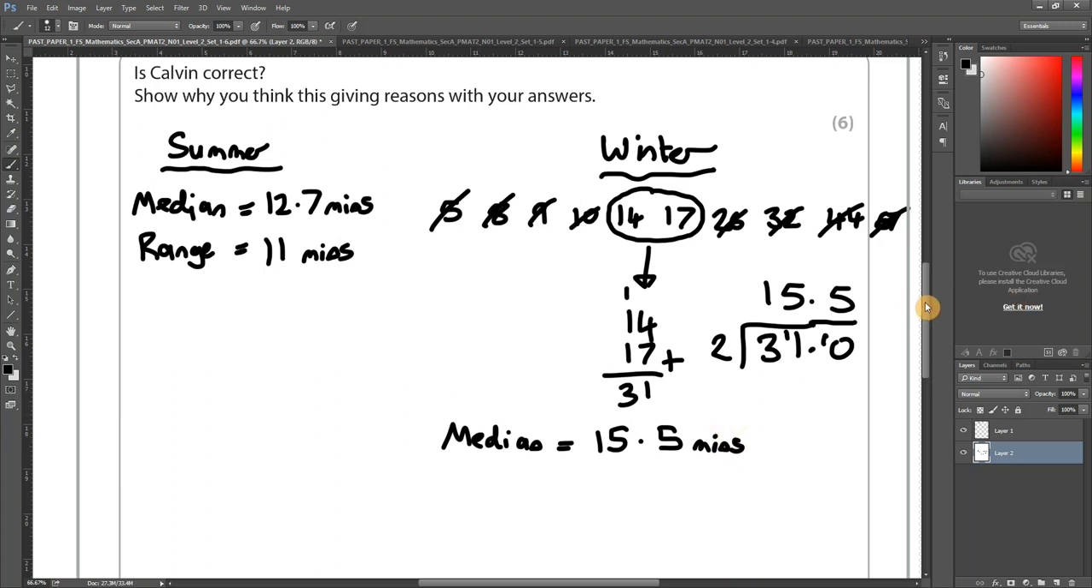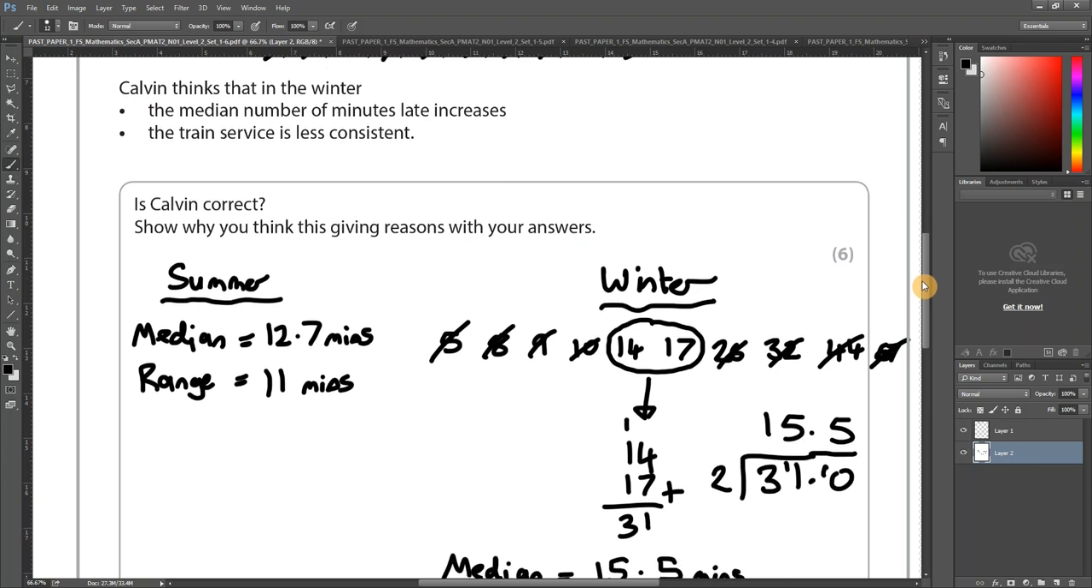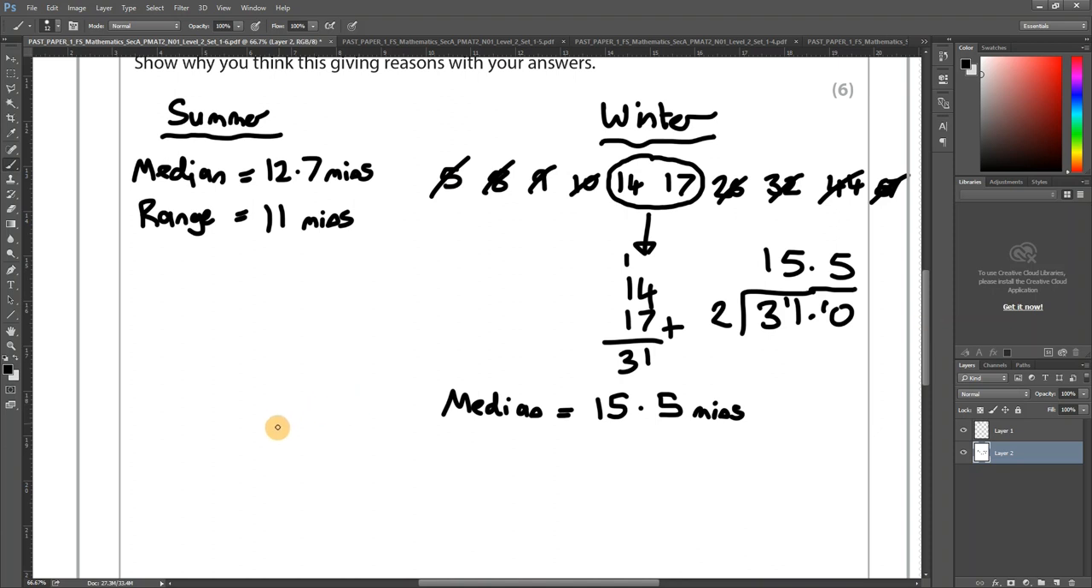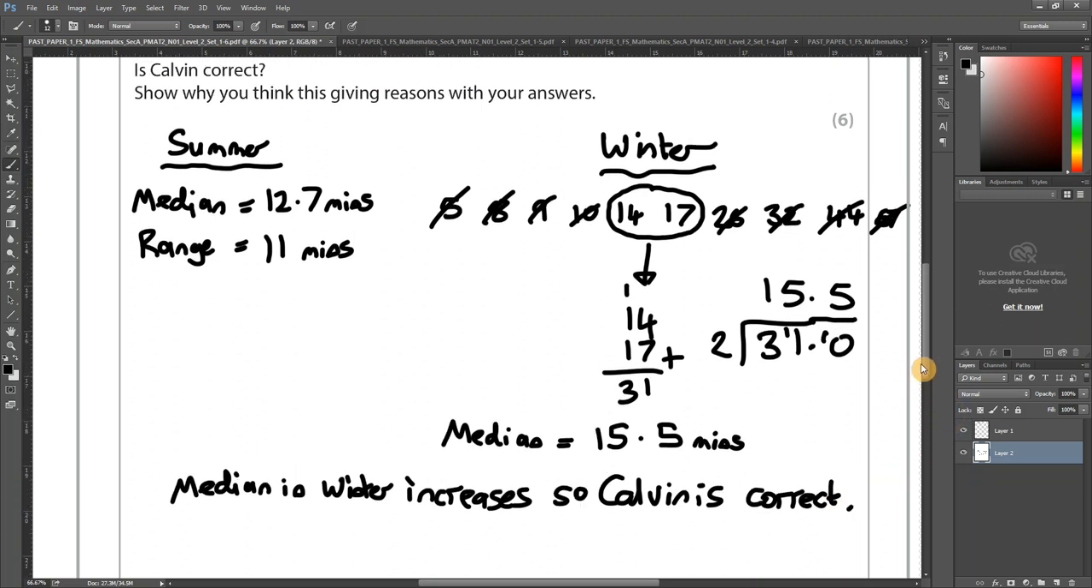So he was saying, Calvin thinks that in the winter the median number late increases. Yes, he's right. So Calvin is correct. So we can say median in winter increases. So Calvin is correct. Yep, or something along those lines. So there's your proof that he was correct about the median.